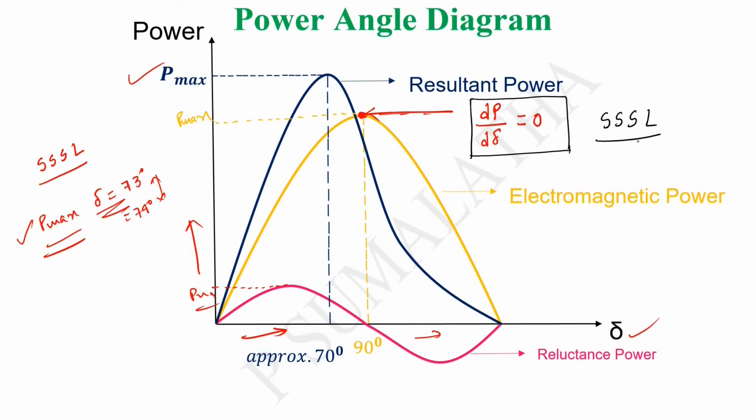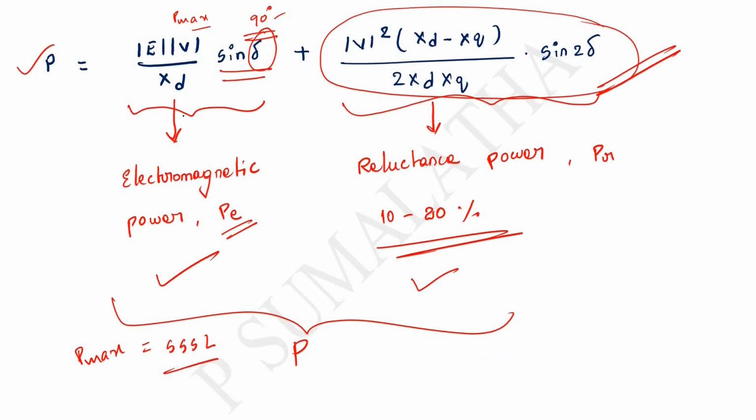Whether it is a non-salient pole or a salient pole condition, whenever they are pointing to the steady state stability limit, the condition is that the change in the power with respect to the change in the load angle will be equal to 0. You just differentiate the power with respect to del and equate that equation to 0, so you will find the value for del. If you substitute that del value again into the power equation, you will get both the P max and the del value.